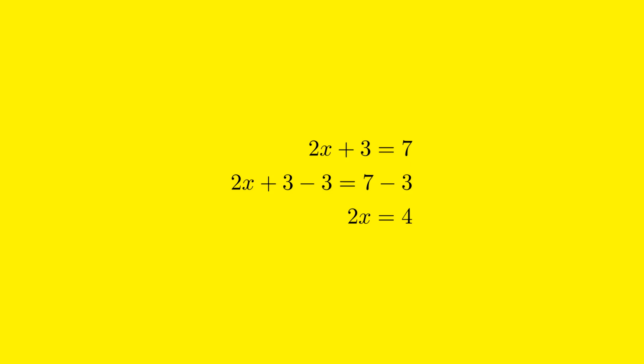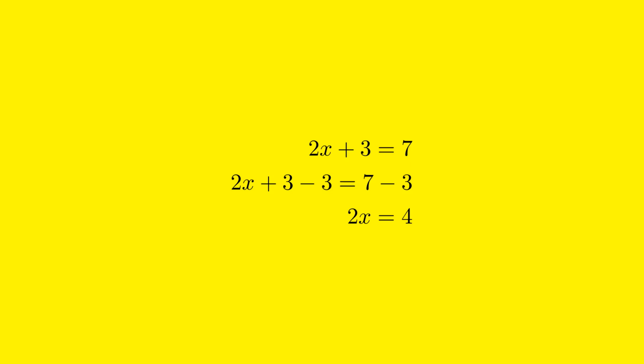The opposite of adding 3 is subtracting 3. So, we will subtract 3 from both sides of the equation. When we subtract 3 from the left side, the equation 2x plus 3 minus 3 becomes 2x because plus 3 and minus 3 cancel each other out.